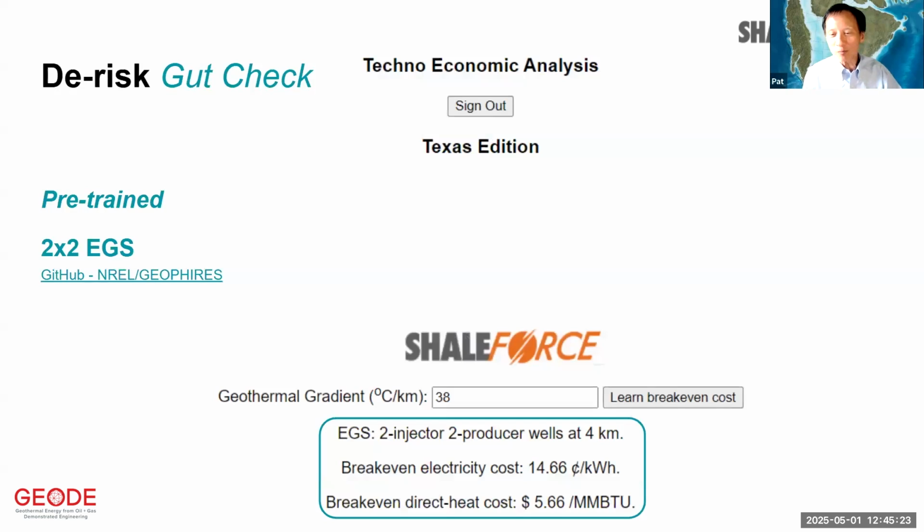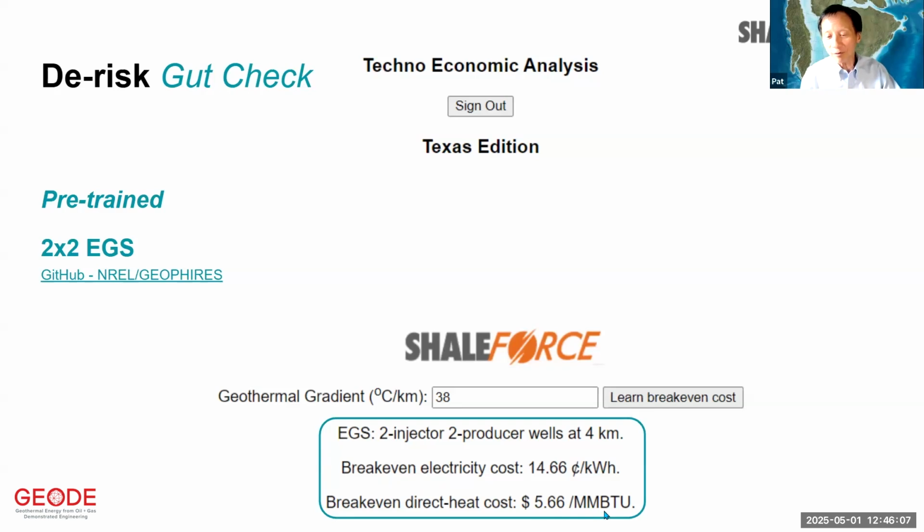We get past that, and say, based on the previous look, it's about 160 degrees at 3 or 4 kilometers. So maybe a thermal gradient, let's put in 38. This is the one trained on the NREL GEOPHIRES, but we trained a particular configuration: 2 injector, 2 producer pairs to a depth of 4 kilometers. So in this example, it tells us the break-even electricity cost is 14.6 cents per kilowatt hour. And the break-even direct heat use is 5.66 per million BTU.